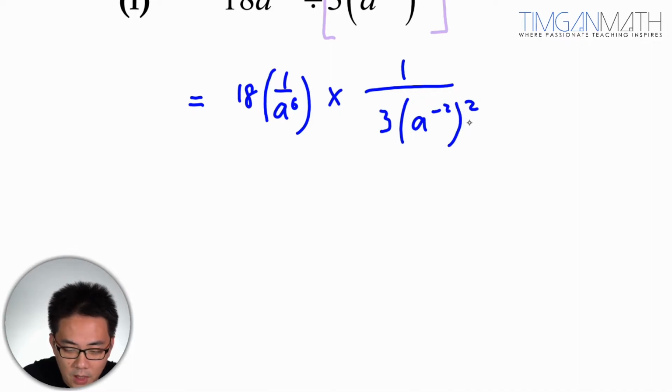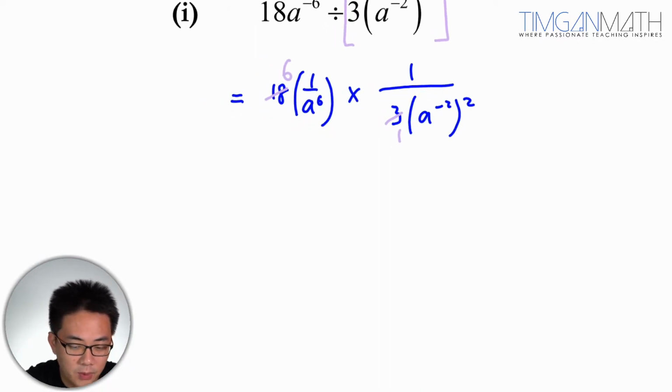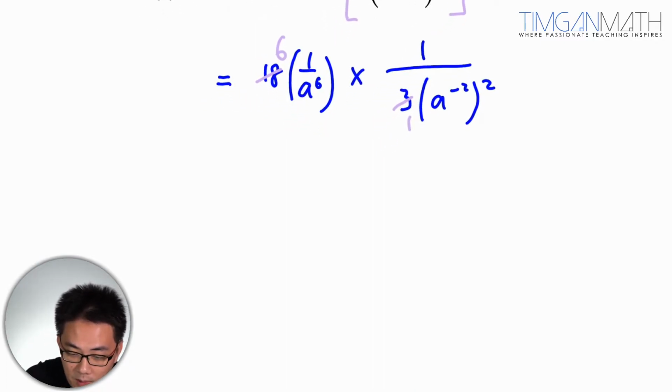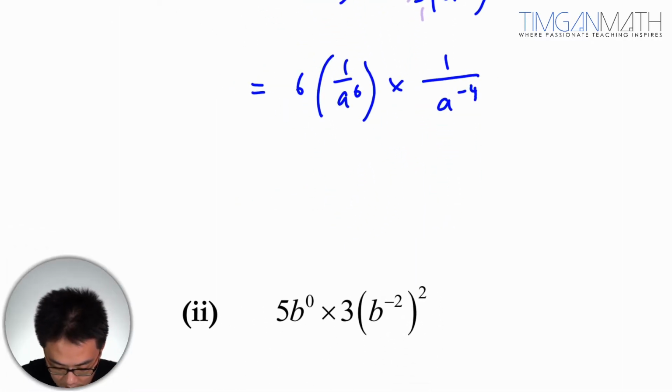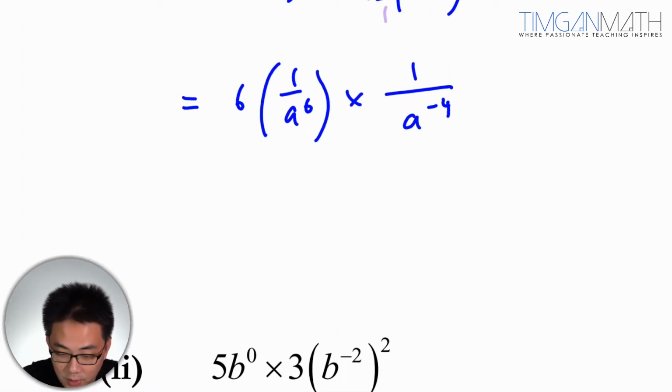Now once this is done, I'm going to simplify this, because this is 18 and this is 3, right? And I'm going to be left with 6 over a to the 6. And this would be a to the power of minus 4. Alright, this case here, I think it's pretty okay.